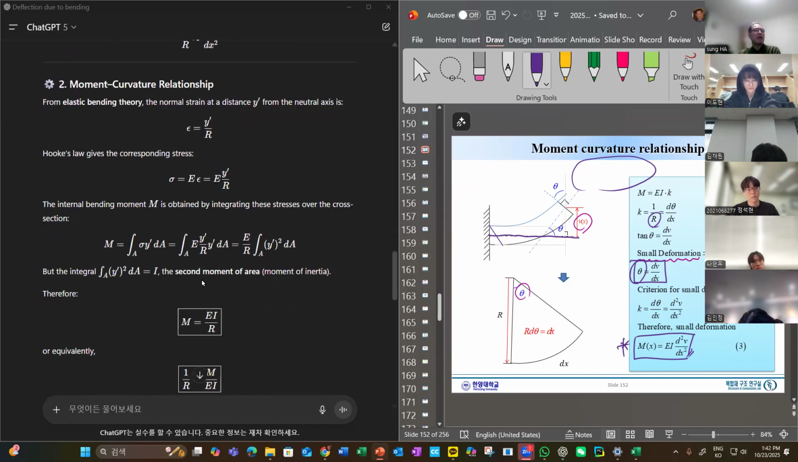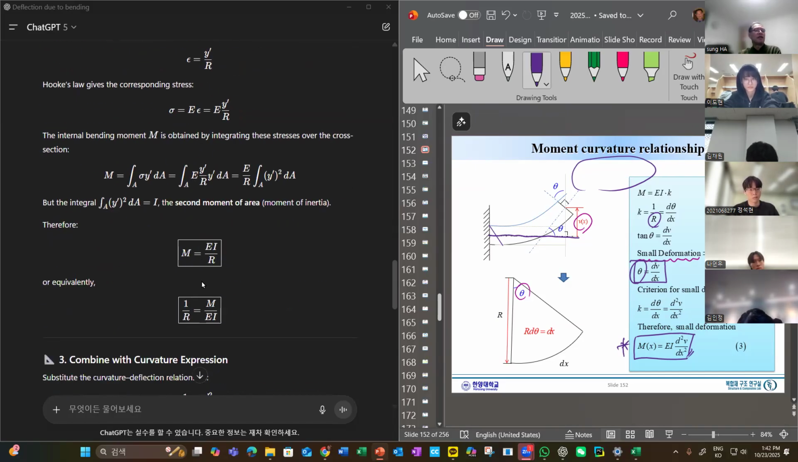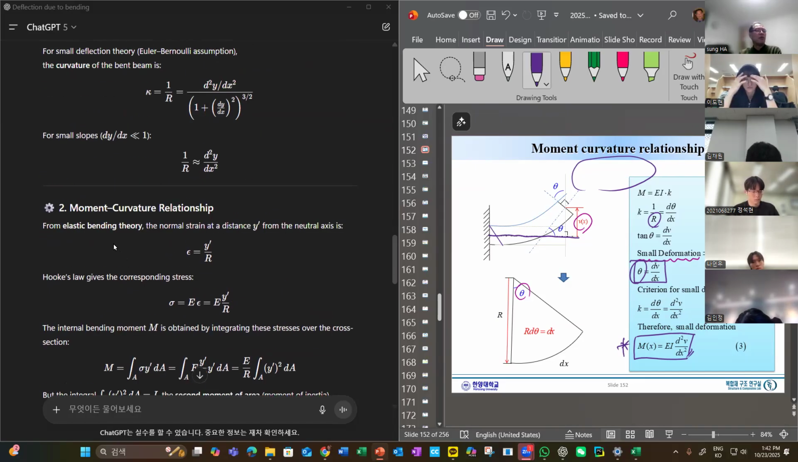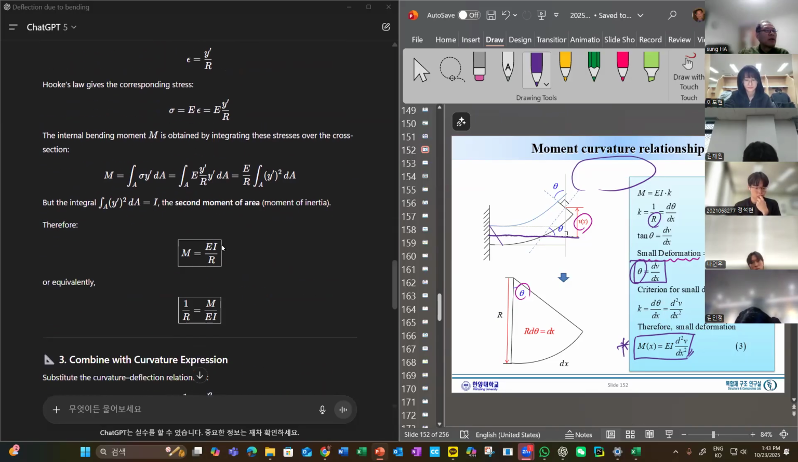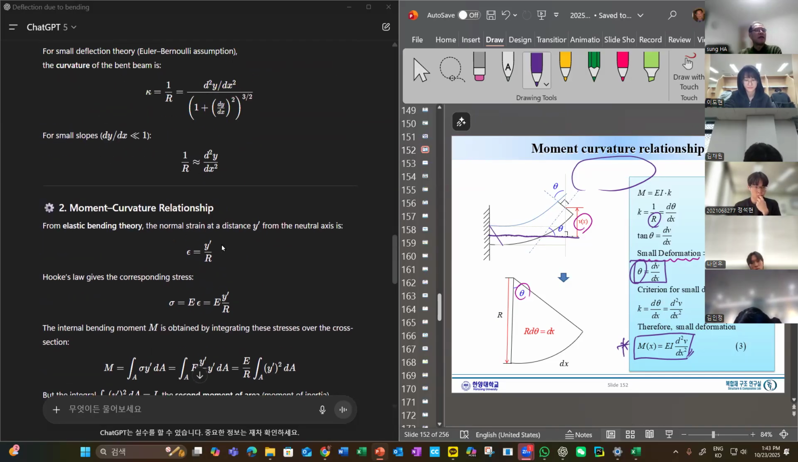Okay, next one we will do. Actually, the moment-curvature relations, we already have epsilon equals y prime, y. Well, it's a little bit confusing. They should not say y prime.